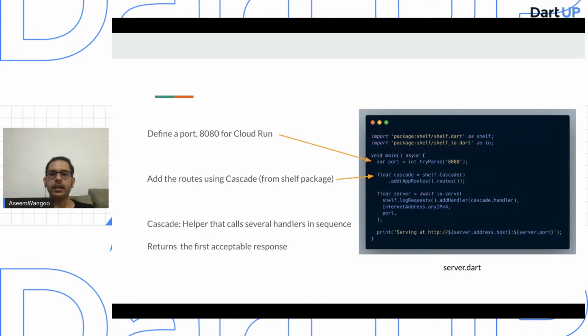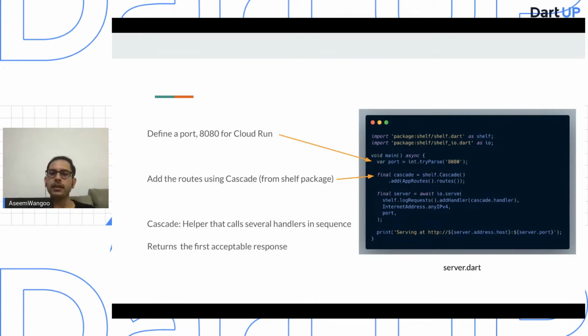Now, we see on the right-hand side, how does a server.dart file look like? In the first line, we have instantiated port as 8080. In the next line, we are using the shelf package, which, as we saw in the previous step, is already present in our server.dart. So now we use cascade, which is a method in the shelf package itself, to add the routes. So these routes are added using cascade.